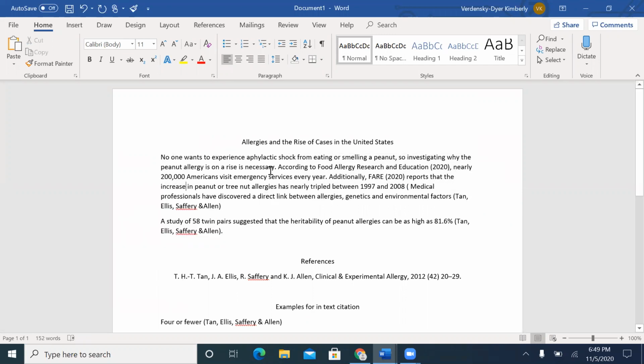So no one wants to experience anaphylactic shock from eating or smelling a peanut. So investigating why peanut allergy is on a rise is necessary. According to Food Allergy Research and Education, nearly 200,000 Americans visit emergency services every year. Additionally, FARE reports that the increase in peanut or tree nut allergies has nearly tripled between 1997 and 2008.